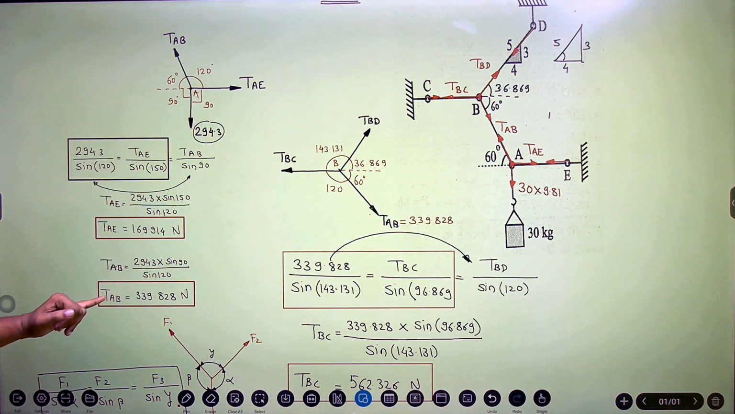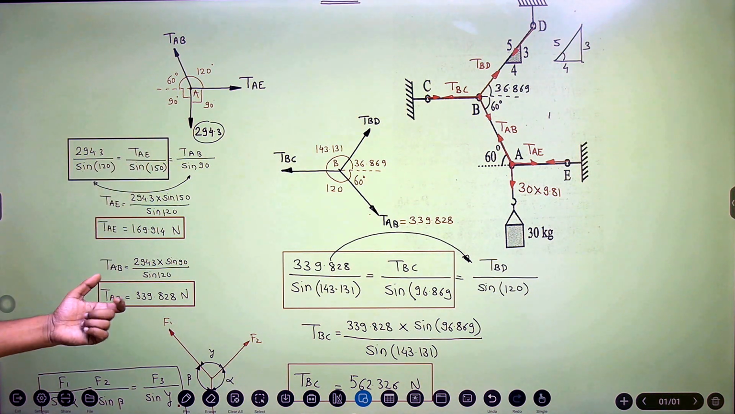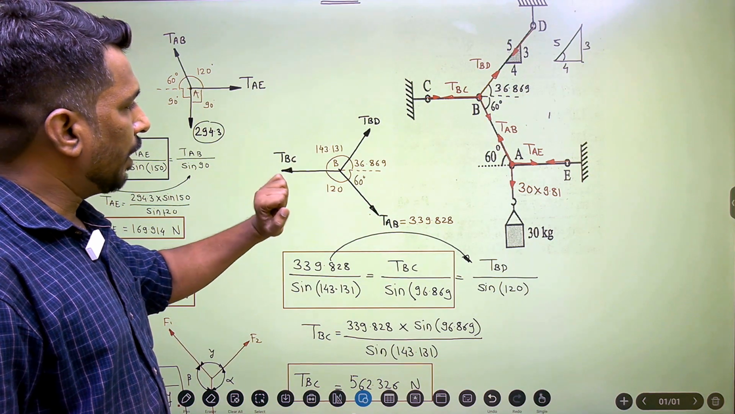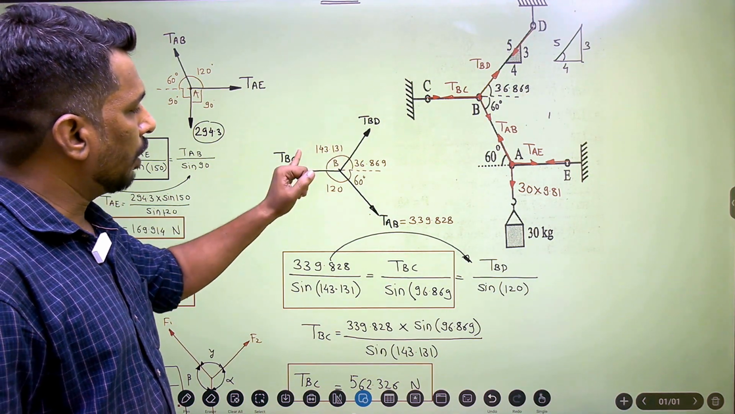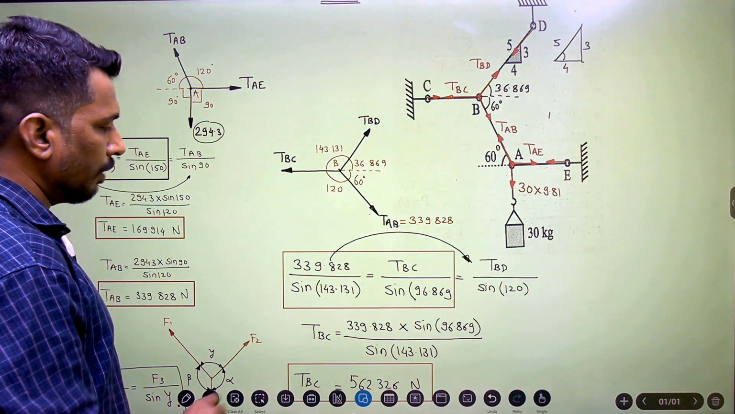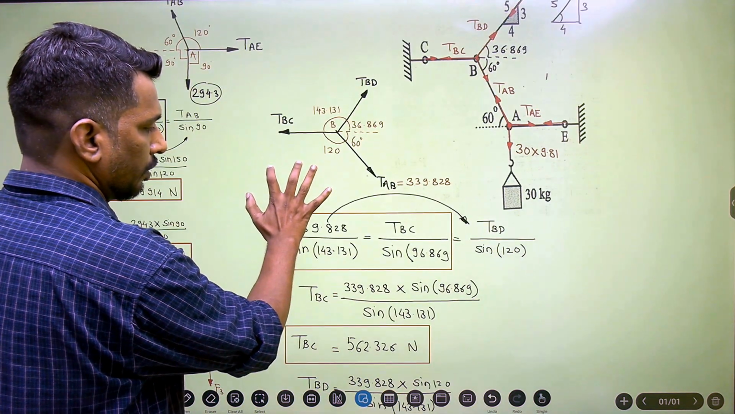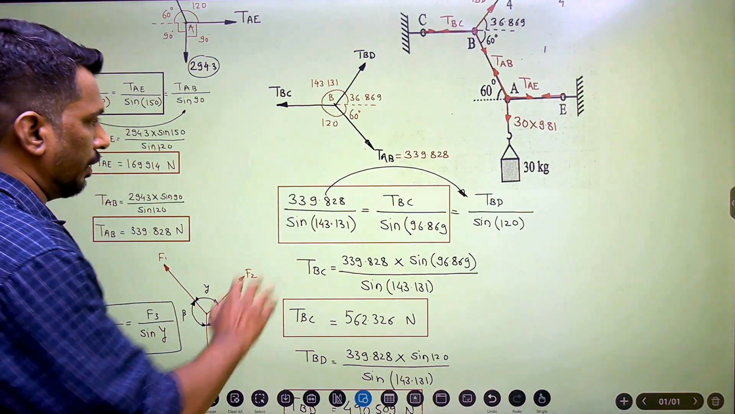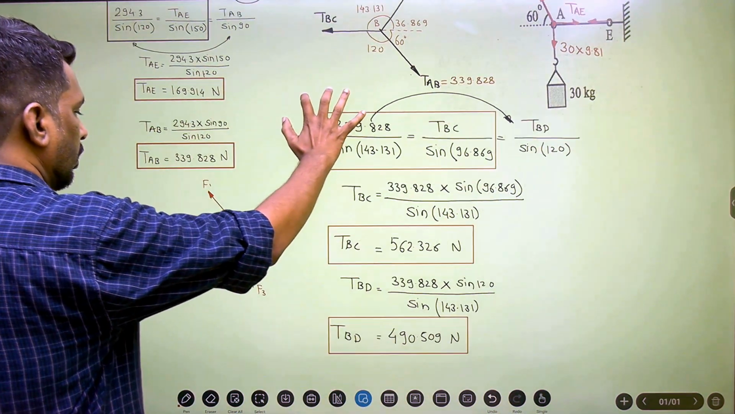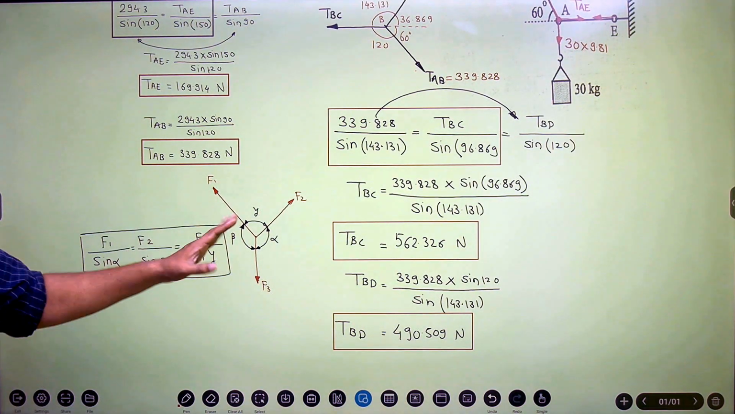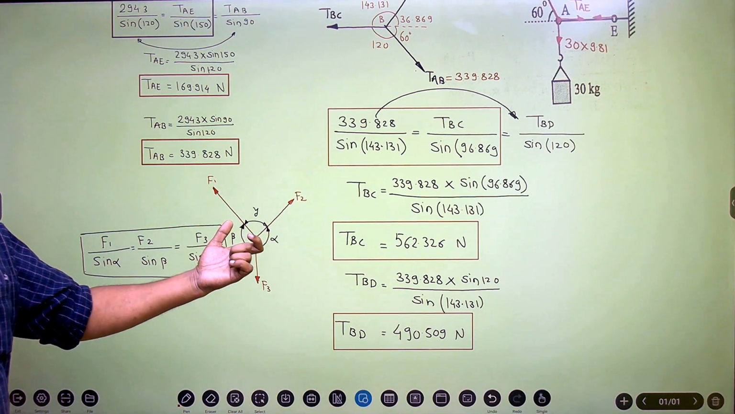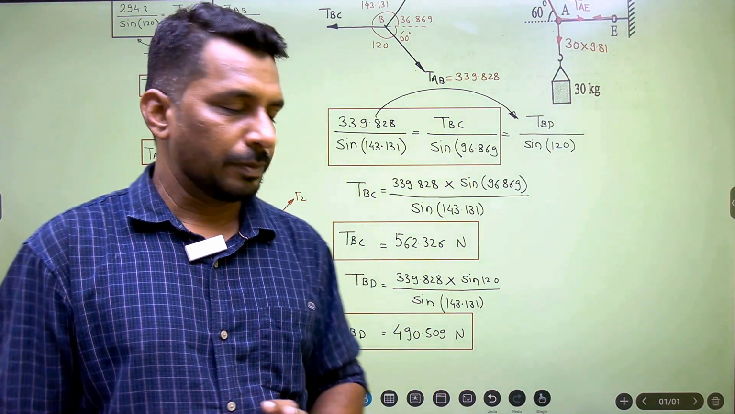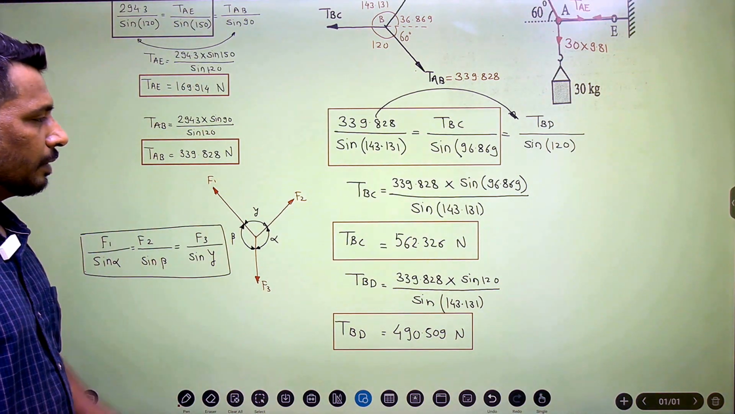We got the TAE and TAB in this FBD. Then we used the value of TAB in the FBD of point B, and here again there are two unknowns. After using Lami's theorem, we got the values of TBC and TBD. Here we have seen how to apply Lami's theorem for the concurrent force system and the three forces acting at the point. Okay, so this is the formula for Lami's theorem.